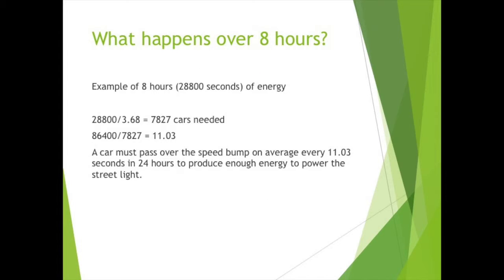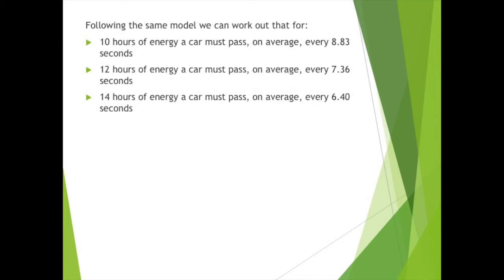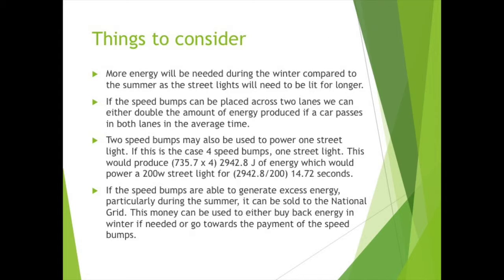As can be seen from this slide, 7,827 cars are needed, and on average, a car must pass over the speed bump once every 11.03 seconds in order to produce enough energy. And here on this slide are some similar statistics. As can be seen on this slide, there are some things to consider, such as more energy will be needed during the winter compared to the summer, as the streetlights will need to be lit for longer. Also, 2 speed bumps may be used to power one streetlight.